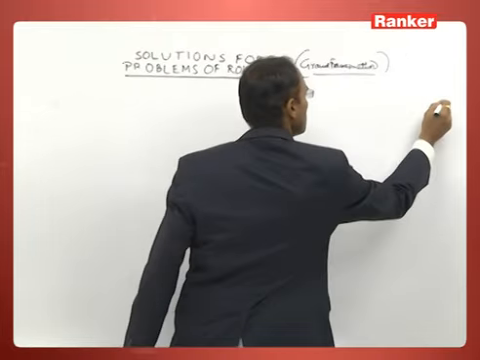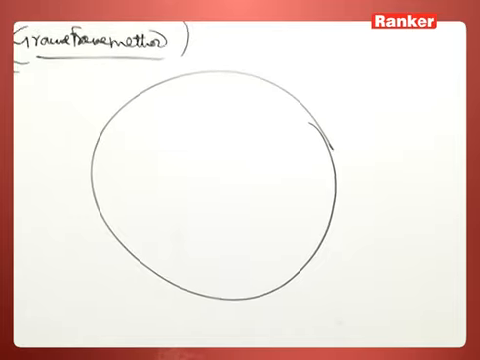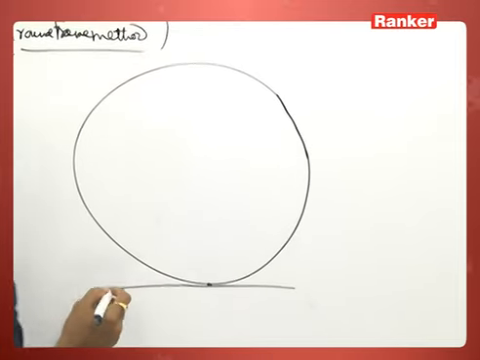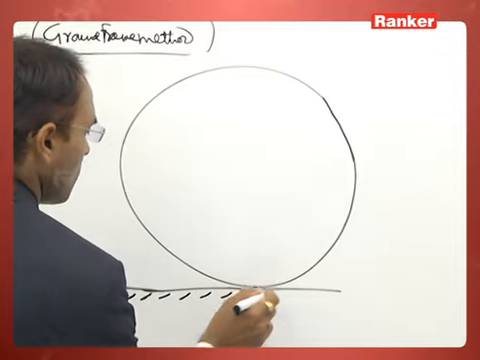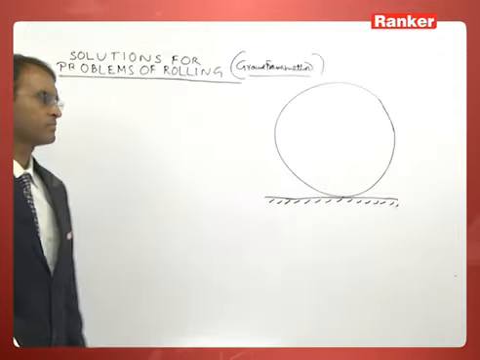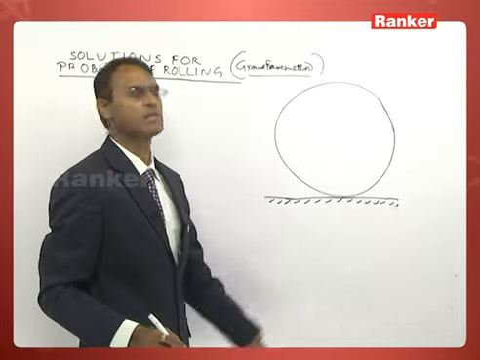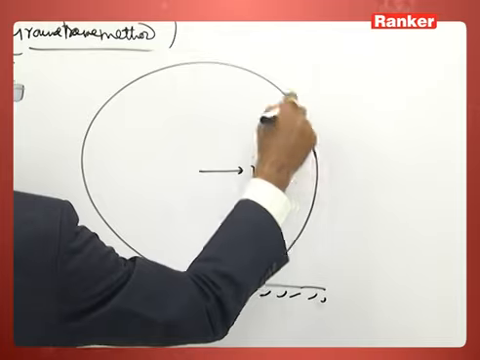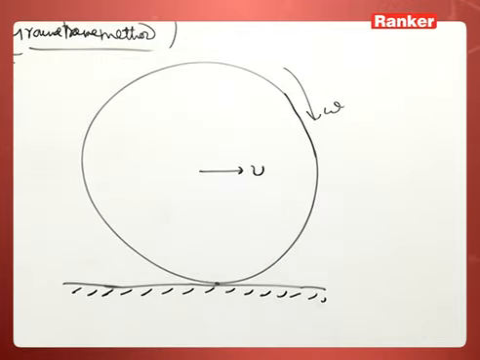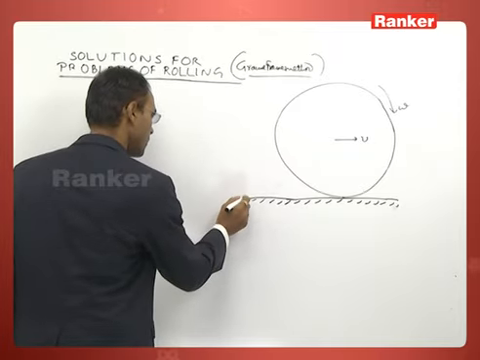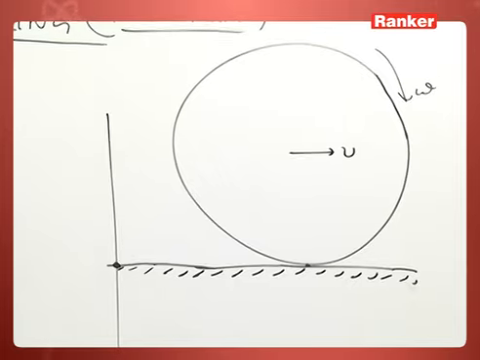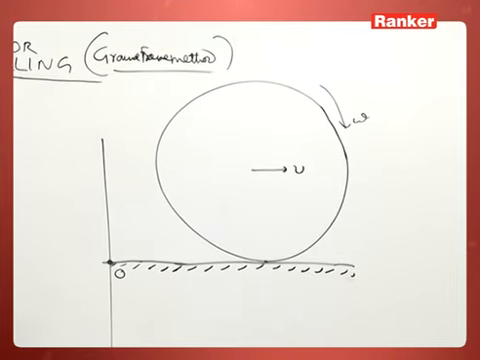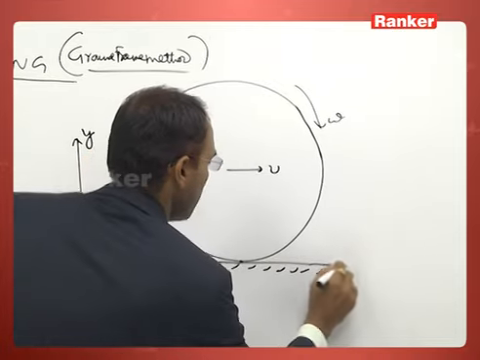Let us consider the rolling body, which rolls without sliding on a horizontal surface. Needless to mention, the surface is fixed. Let us assume that the center of mass velocity of the rolling body is v and its angular velocity is omega, as shown in the diagram. You choose a fixed point on the ground because this is called the ground frame method. Let the fixed point be O, the origin, this is the y-axis, this is the x-axis.